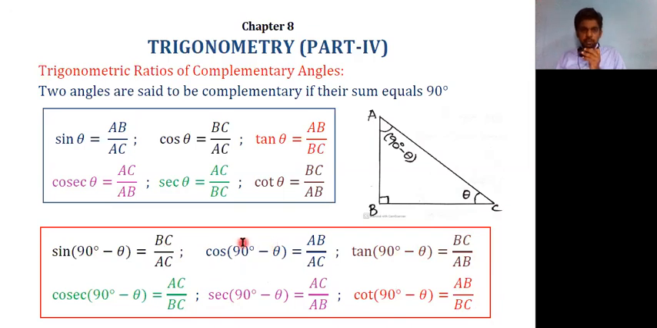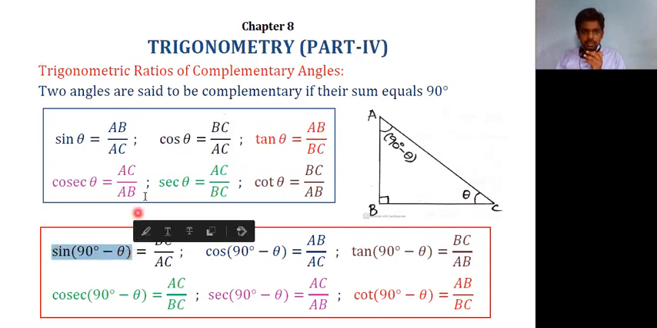Here the point to be noted is, sine 90 minus theta is equal to BC by AC. So where can you see BC by AC? In the first box, cos theta. So cos theta is equal to BC by AC. So we can say that sine 90 minus theta is equal to cos theta. So that is why these two are given in the same color, black.